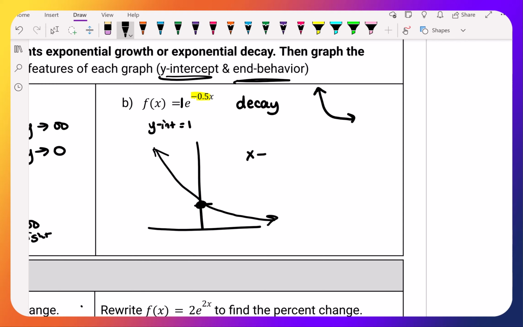So all I have to do now is write down my end behavior of this decay. As x approaches positive infinity, it looks like it's getting closer to the x-axis. So if it gets closer to the x-axis, it's going to approach 0. On the left-hand side, as it goes in this direction, it goes up, and it's going to continue to go up, up, up. So it's going to hit positive infinity up here.